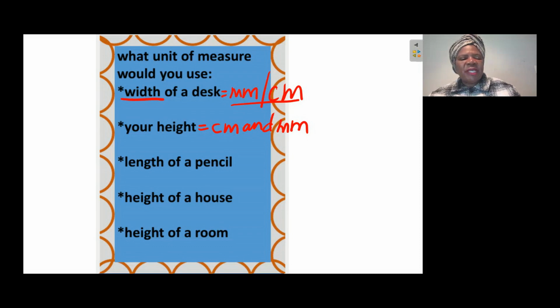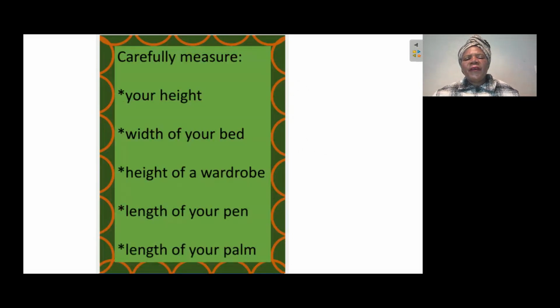Then the length of a pencil. Obviously, a pencil is small, so we'll use centimeters and millimeters. Then the height of a house, we will use meters, okay? You'll use meters. We can also use centimeters, but meters will be more precise. Then the height of a room, that's meters again. Meters will be more precise there, right?